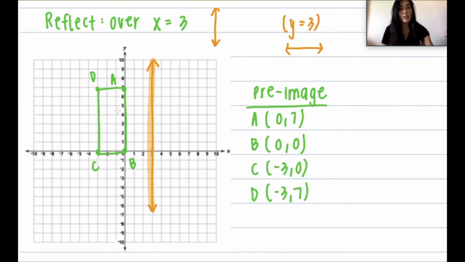So we want to make sure that our rectangle is equal distance away from this line here. So just like we did before, you're going to count out the spaces to make sure that it's equal distance. So for example, if I start with A, you'll notice it's 1, 2, 3. So my new one's going to also be 1, 2, 3 spaces away.